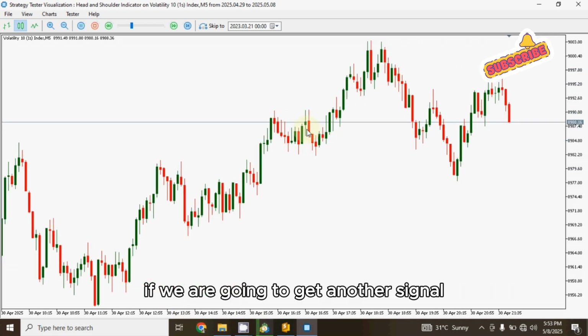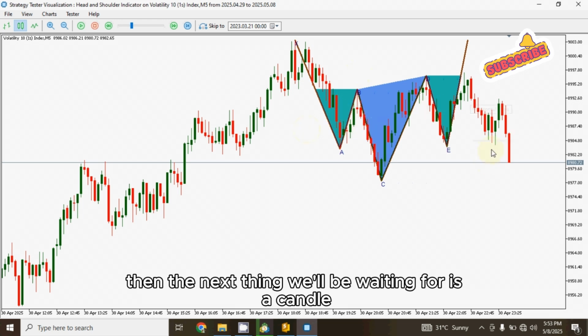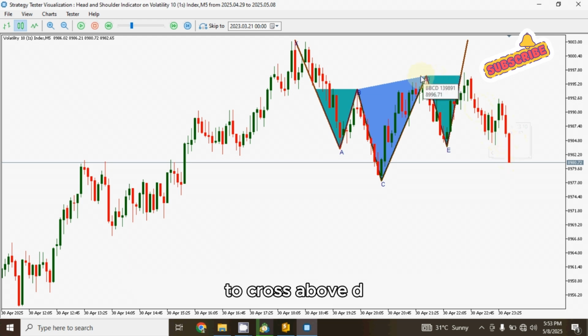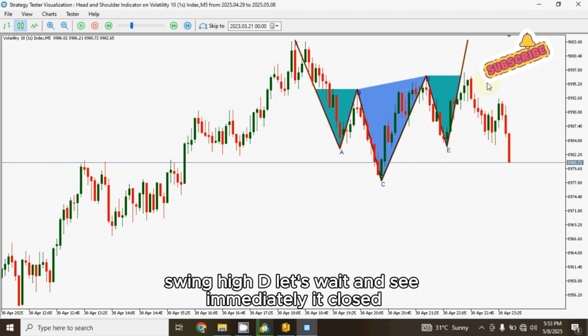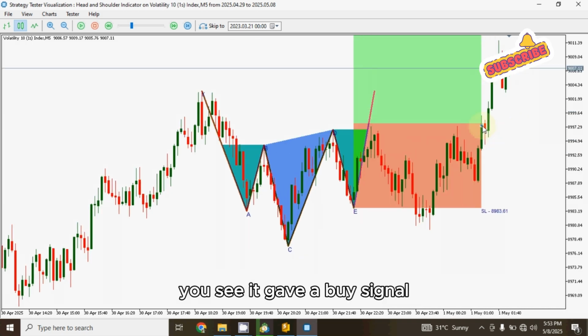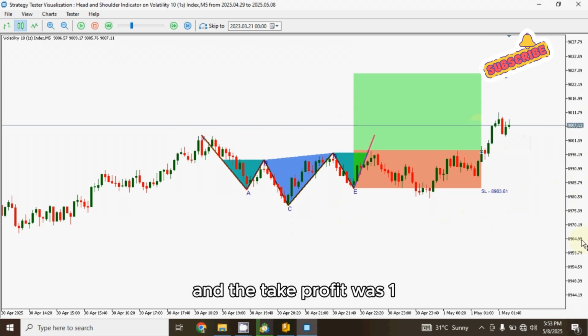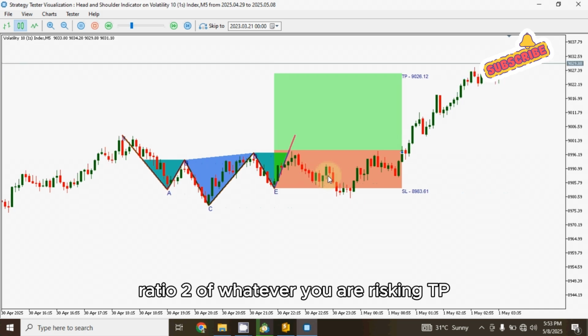If we are going to get another signal, you can see here we have a head and shoulder. Then the next thing we'll be waiting for is a candle to cross above the swing high. Let's wait and see. Immediately it closed, it gave a buy signal. The stop loss was placed at E, and the take profit was 1:2 of whatever you are risking.